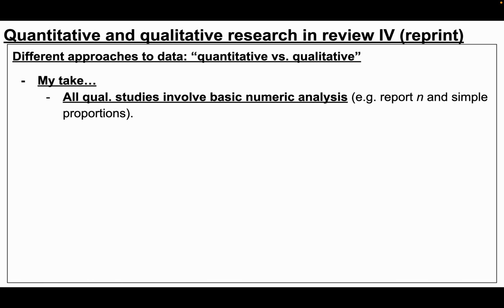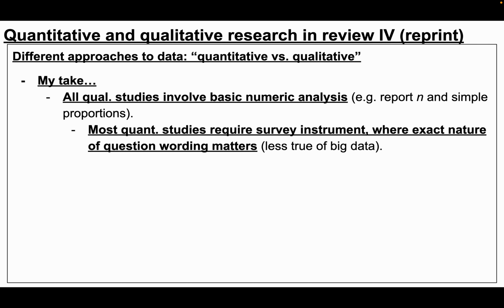There's different ways to think about this, but here's my opinion on this as someone that's done a fair amount of both types of research and has a maybe heterodox view, but one that I think gets to the heart of the matter. I would say that all qualitative studies involve basic numeric analysis, right? And many, in fact almost all quantitative studies require a survey instrument where the exact nature of the question wording matters. This is not as true of big data, but generally speaking, words matter in quantitative analysis, numbers matter in qualitative analysis.